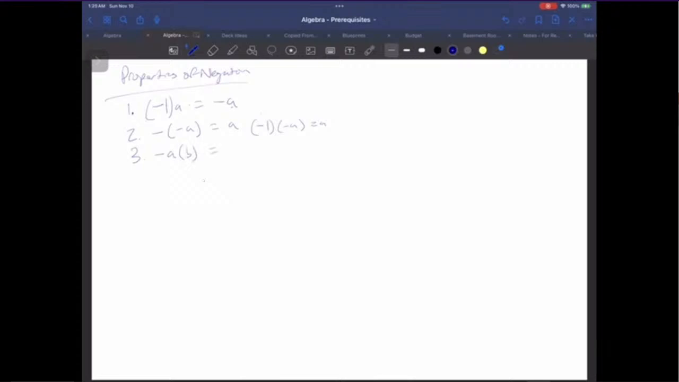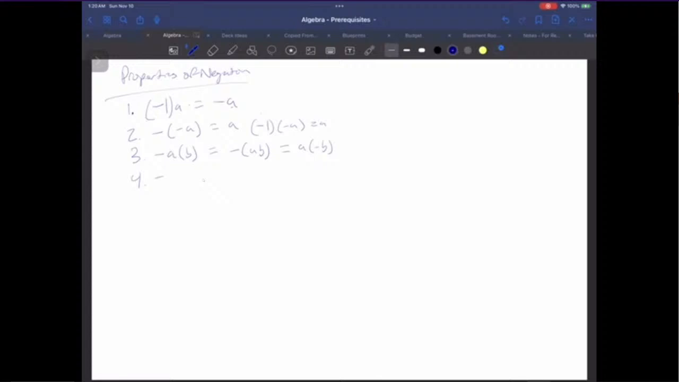Negative a times b is the same thing as negative times ab, or negative 1 times ab, and that's the same thing as a times negative b. This is an example of the commutative property of multiplication, where I can move that negative 1 around and make it part of the a or part of the b. I can commute that negative 1 to wherever I need it to be or want it to be. Those three things are all the same, an expression of the same thing.